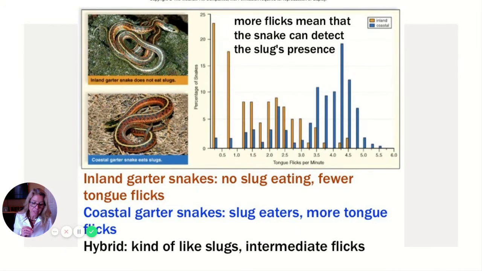So on number two, food choice in garter snakes, same idea with food choice: coastal snakes eat slugs, inland snakes do not. Intermediates responded as such. It turns out to be the number of tongue flicks and the ability to taste the slugs. Again, genetic.